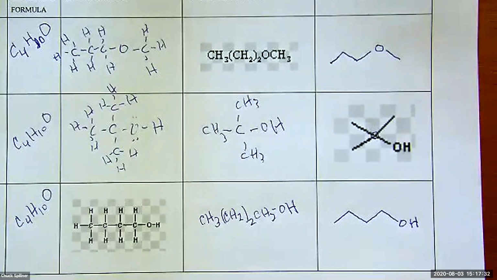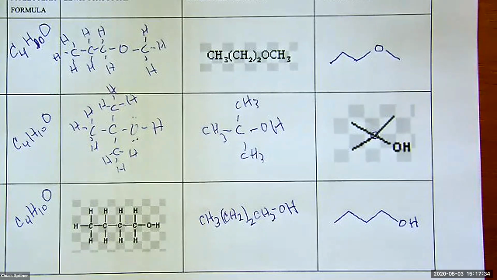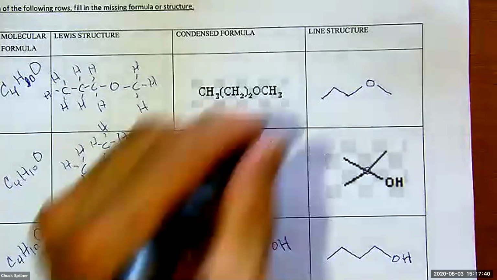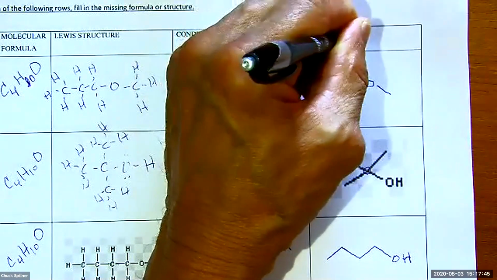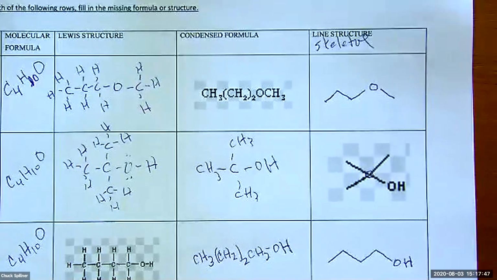So you can see that all the structures, whether they're Lewis structures, condensed, or line or skeletal structures, all look different. The other thing, if we're learning how to name these, all the names would be different also. So that's it. That's the worksheet and the lecture on drawing and recognizing organic chemical structures. So I hope this helps you as you go forward.